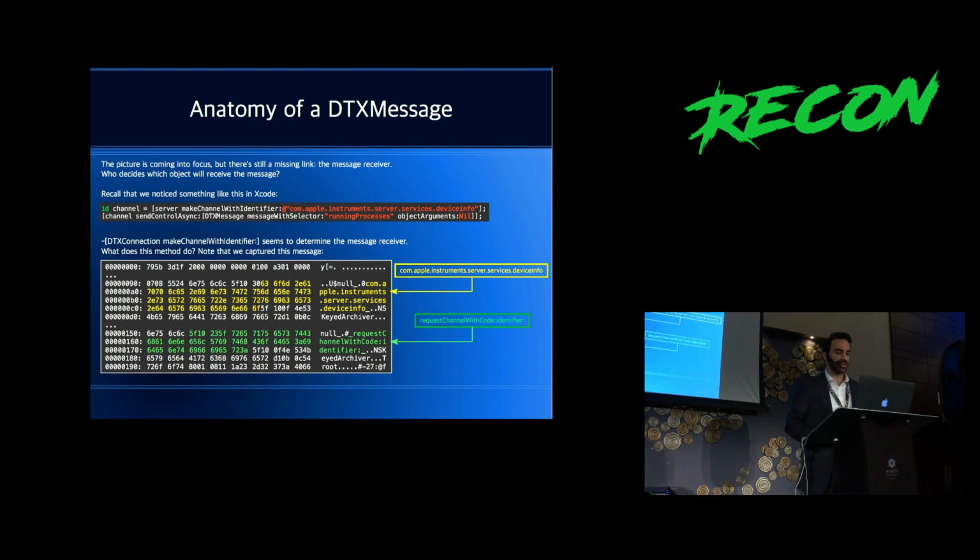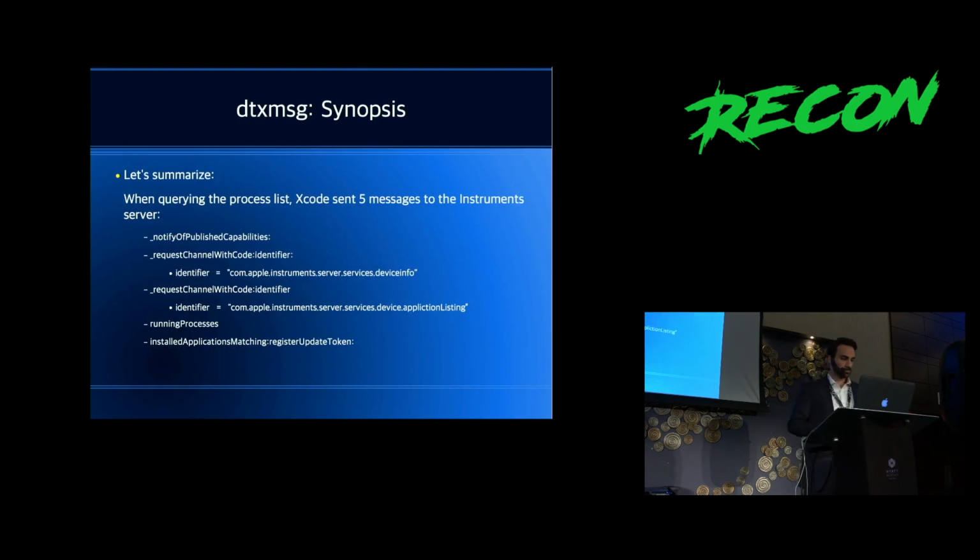But there's still one important detail that we're missing, and that's the message receiver. Who decides which object will receive this message? Remember that in Xcode's code, we saw that it uses something called a channel to transmit the bytes to the server. And these channels are created using some kind of unique identifier. It turns out that we intercepted a message that contains that exact same identifier, and it looks like it's being passed as an argument to a method, request channel with code and identifier. That ends up being a really important clue, another one.